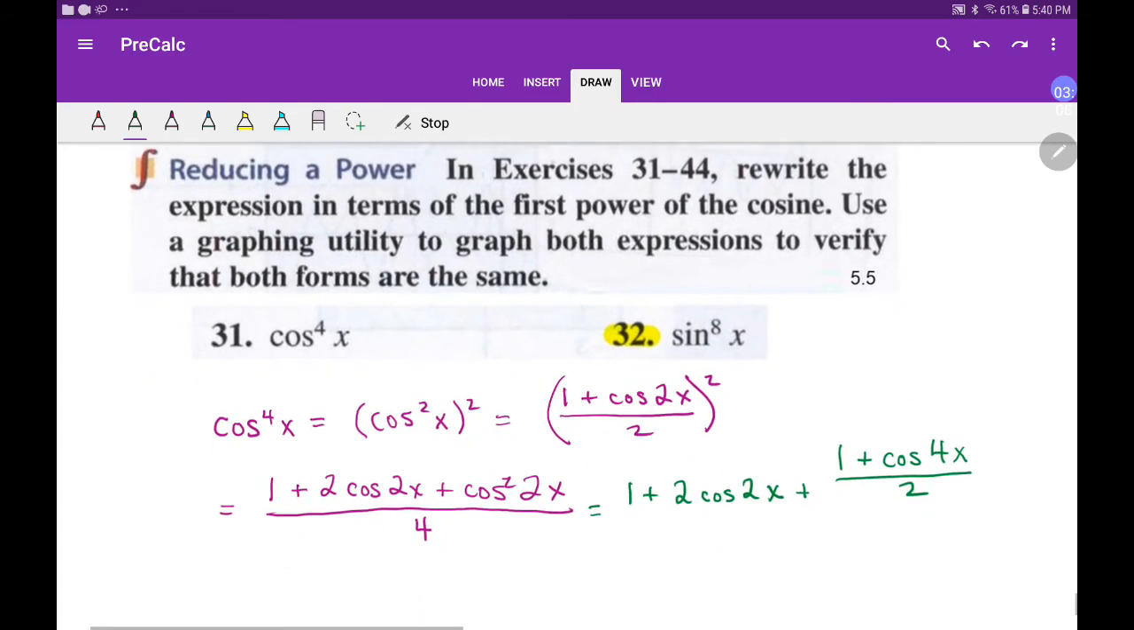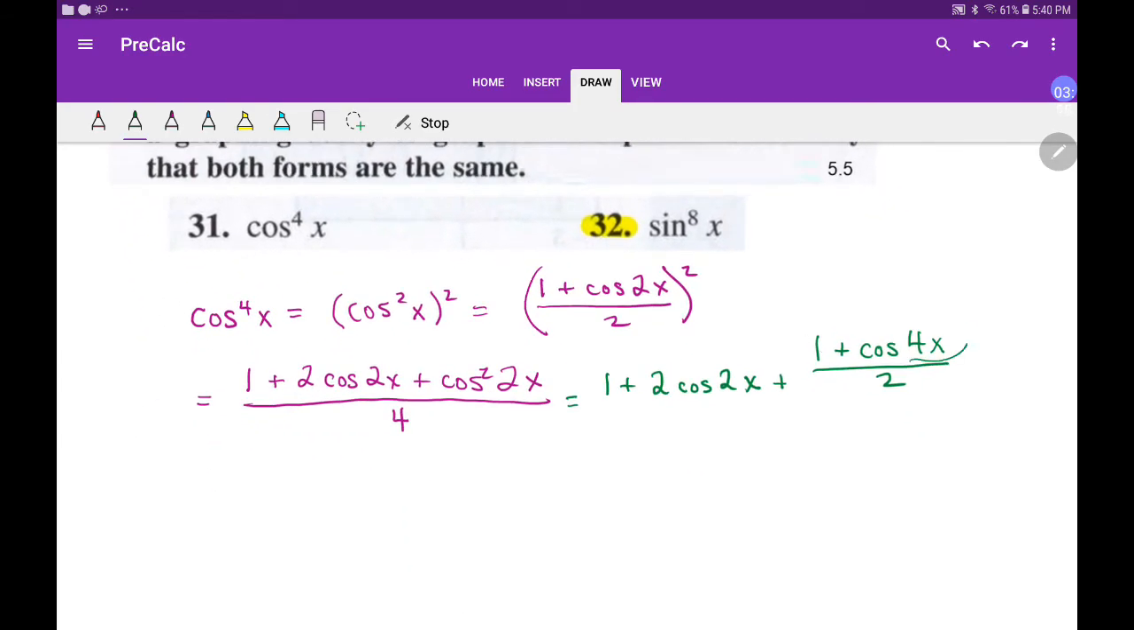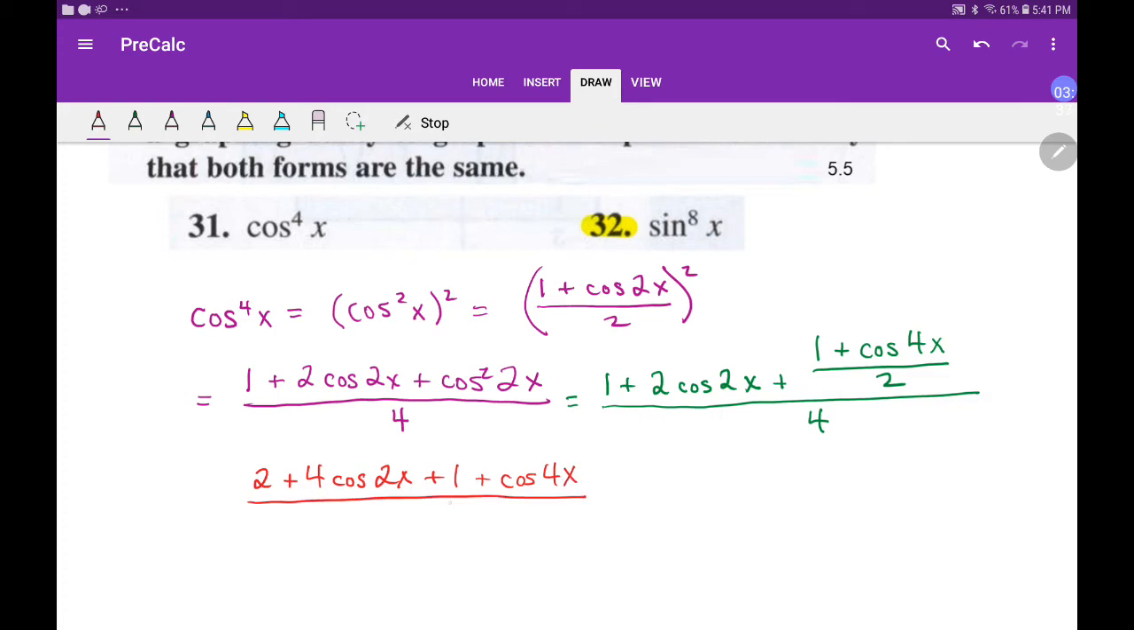Anyway, that's what I did down there. I added it to 1, I doubled the angle, and I divided by 2. Okay, so I had to do it again. And oh, by the way, the 4 is still down there. Okay, so if I multiply top and bottom by 2, I'm going to get 2 plus 4 cosine 2x plus 1 plus cosine 4x over, top and bottom by 2, I have 8 down here.